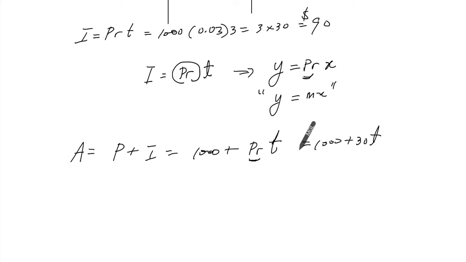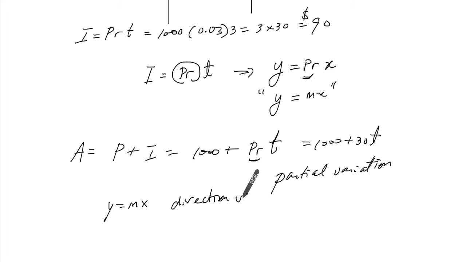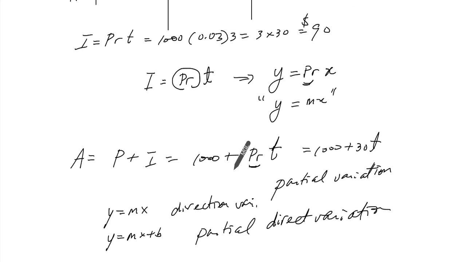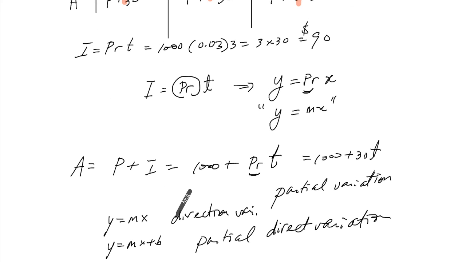And we call this partial variation. What we mean here is a partial direct variation. A direct variation is something that can be defined by Y equals MX. Just wording here: if you have Y equals MX plus B, it's partial direct variation. So the final amount that you get by lending somebody money, the amount you get back, is defined with partial direct variation. But the interest is an equation of direct variation.